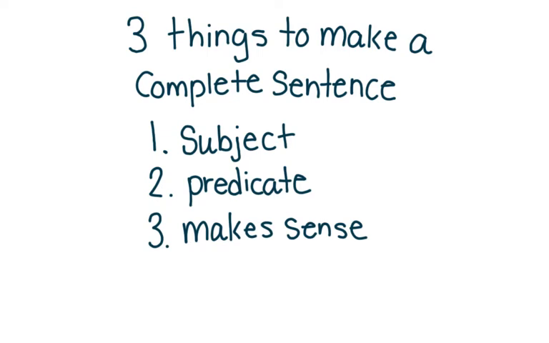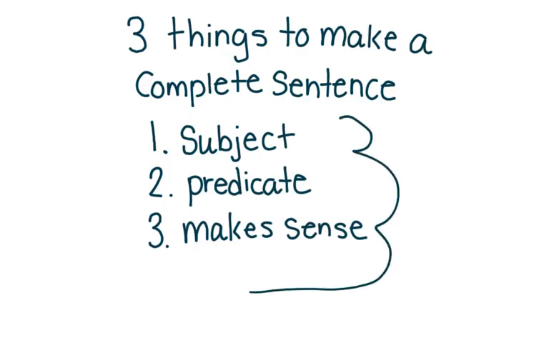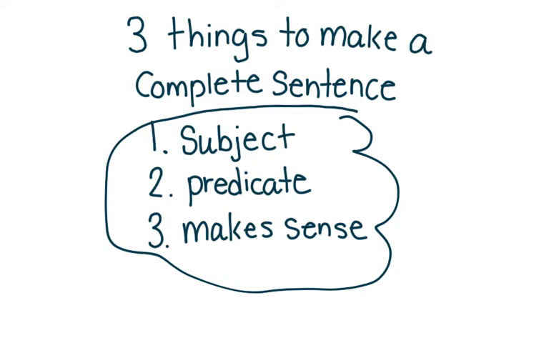And finally, your sentences need to make sense. So whatever the sentence is describing, it has to make sense. So we're going to go ahead and look at these, and we're going to identify if it's a complete sentence or if it's a fragment. Now, a fragment is a group of words that does not express a complete thought. So it could be a subject, it could be a predicate, but it is not a complete sentence because it doesn't meet the criteria that we set.